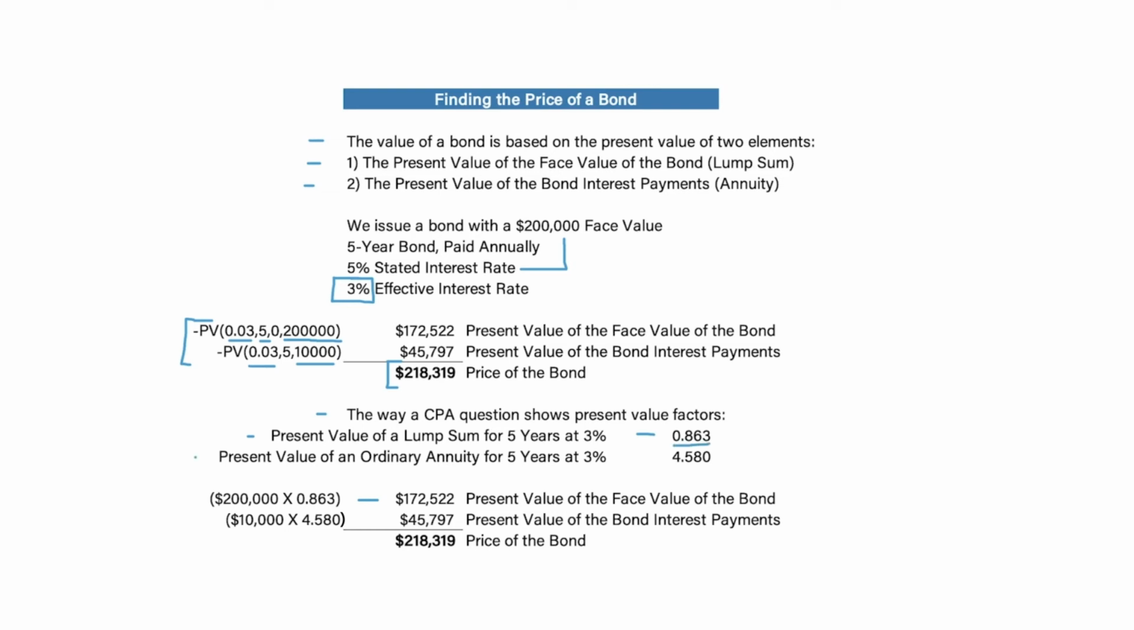Then we have a present value of an ordinary annuity for 5 years at 3%. So we have to multiply the annual payment by this factor. So the annual payment is 10,000 and we have this factor of 4.580. So we add up both items to get to the price of the bond.